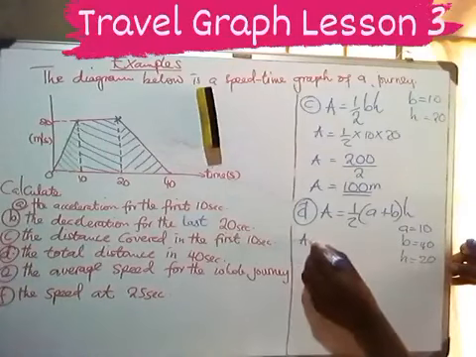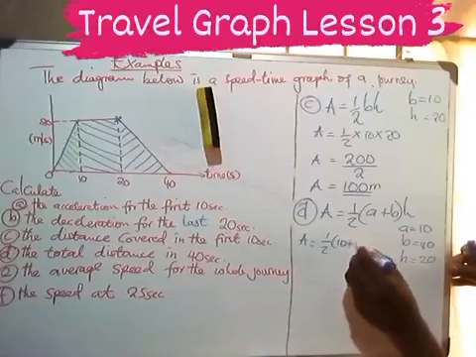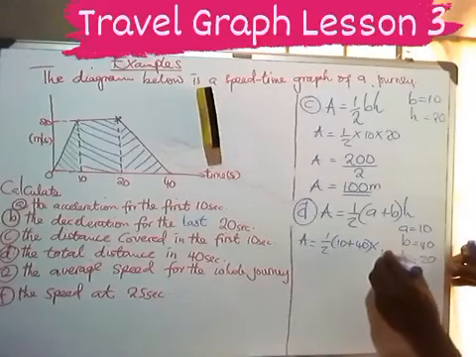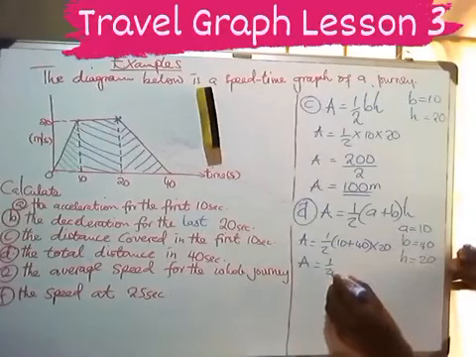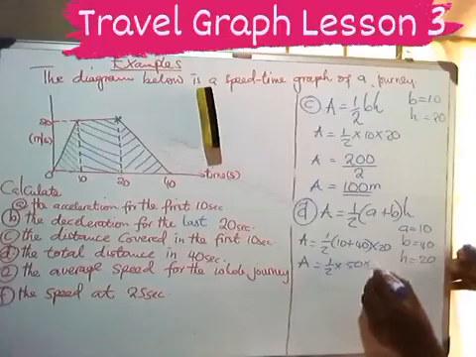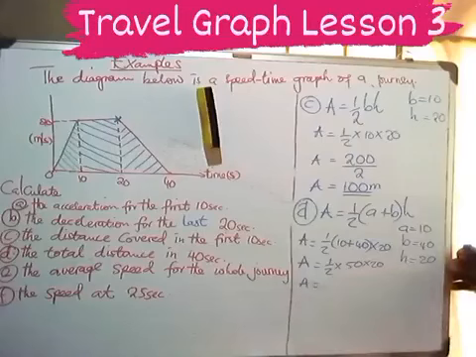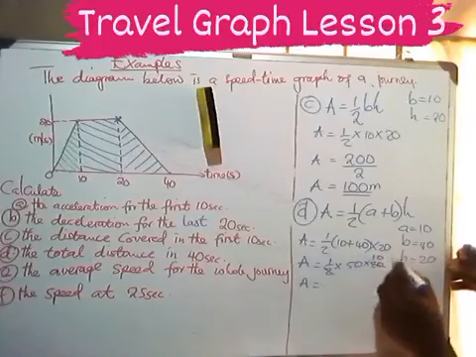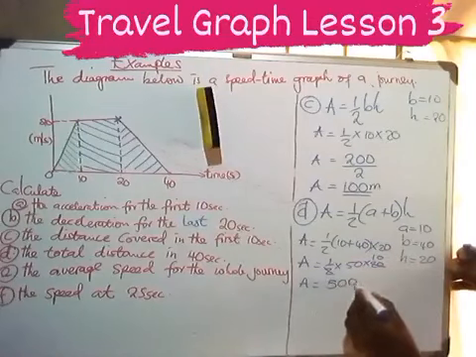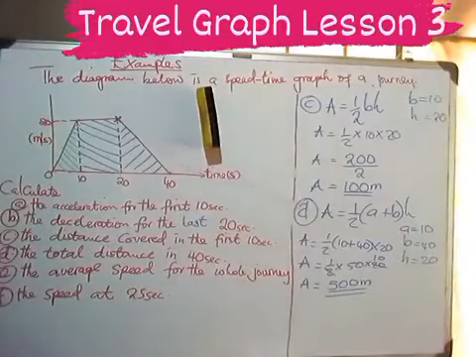So we say our area is 1 over 2 multiplied by (10 plus 40), then multiplied by 20. So area is equal to 1 over 2 multiplied by 50 multiplied by 20. This one into this goes 10. So 50 multiplied by 10, we have 500. So this is the total distance we have for 40 seconds.